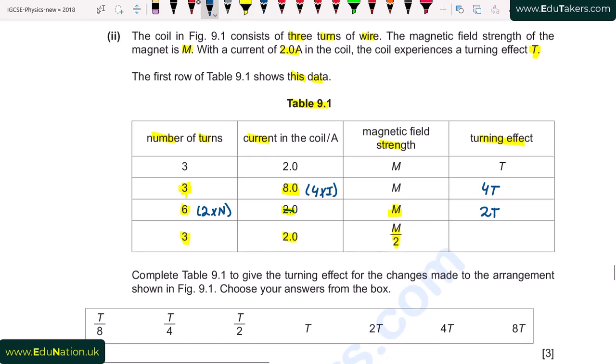So the turning effect will be half, T by 2. All of these values are chosen from this. Here t is at this point and 4t is at this location, 2t here and t by 2 is here. So we have to choose all of the values of turning effect from this table.